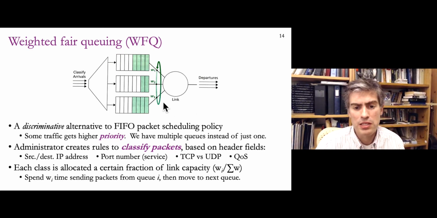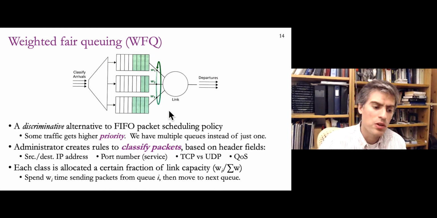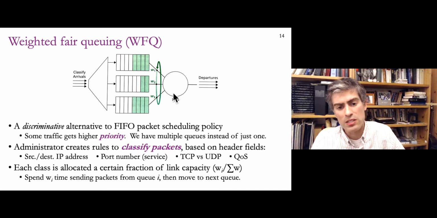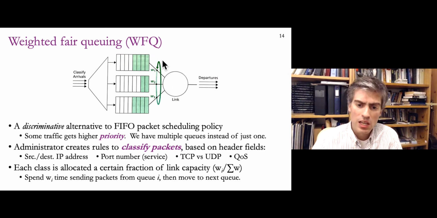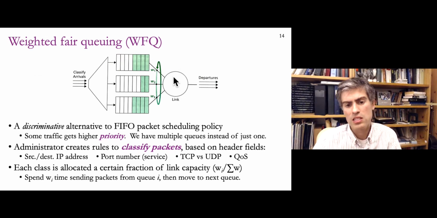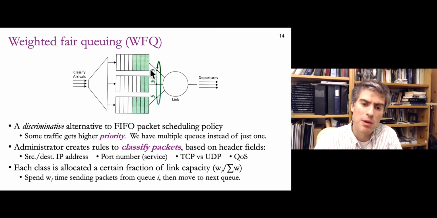Now, the purpose of doing that is to give higher priority to some of these classes. We don't just split them up for no reason. The way you can implement that is with weights. Each queue has a certain weight, shown in this diagram as W1, W2, W3, and a scheduler goes through and spends W1 time on the first one, W2 time on the second one, W3 time on the third one. In other words, the amount of time spent sending packets off of each queue is proportional to its weight, and you go around in order.